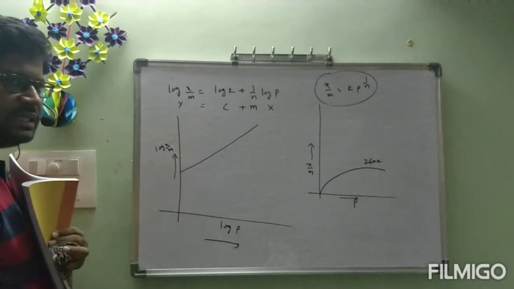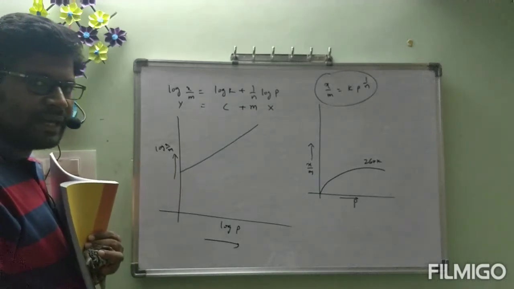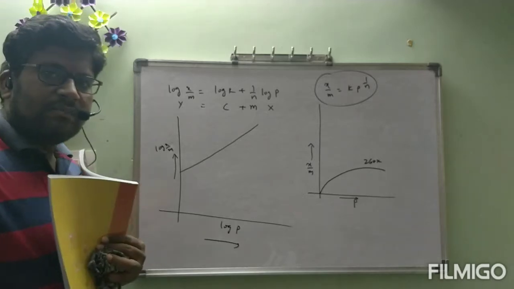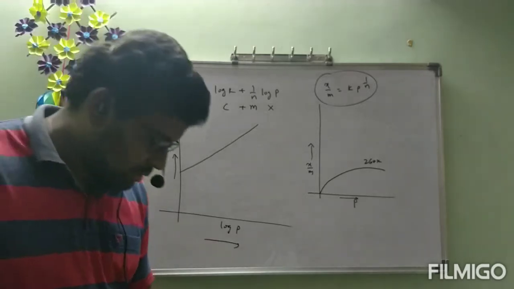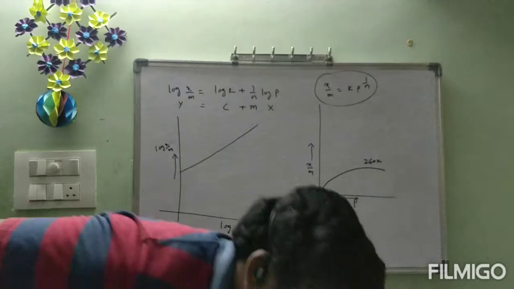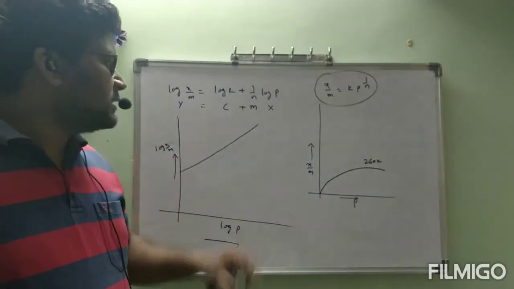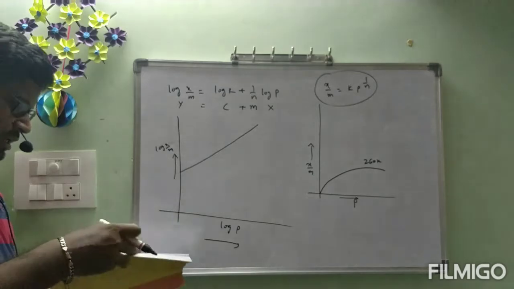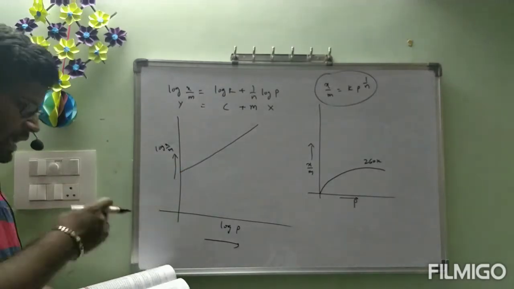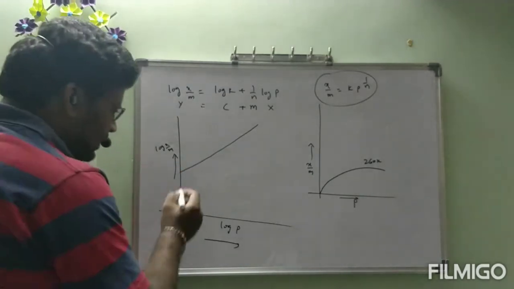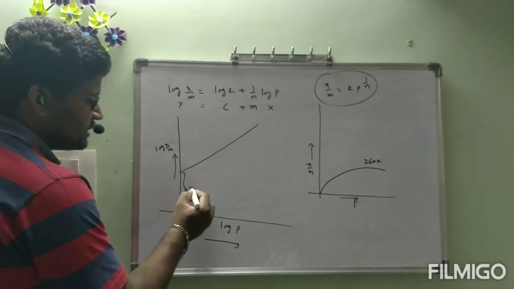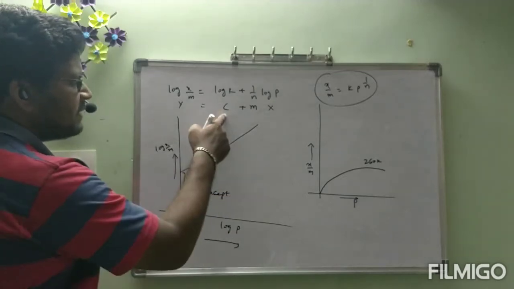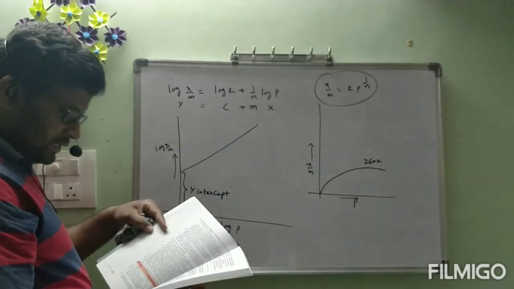Y equals mx plus c is a straight line not passing through the origin. Y equals mx is a straight line passing through the origin. So y equals mx plus c will not pass through the origin. Somewhere it is going to meet the axis. From here to here, this is called the y-intercept. The y-intercept means the c value, which is equal to log k.